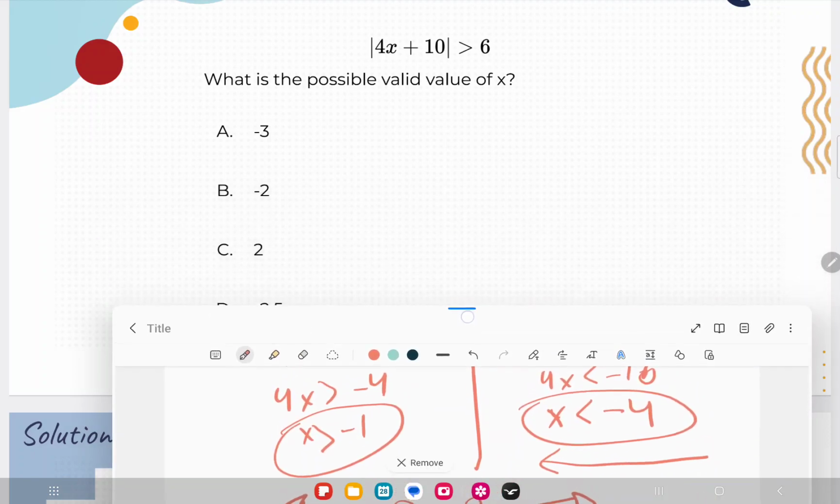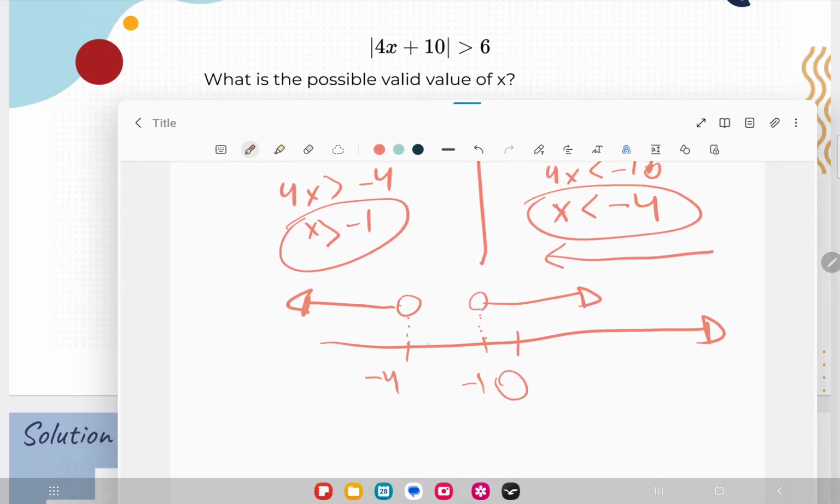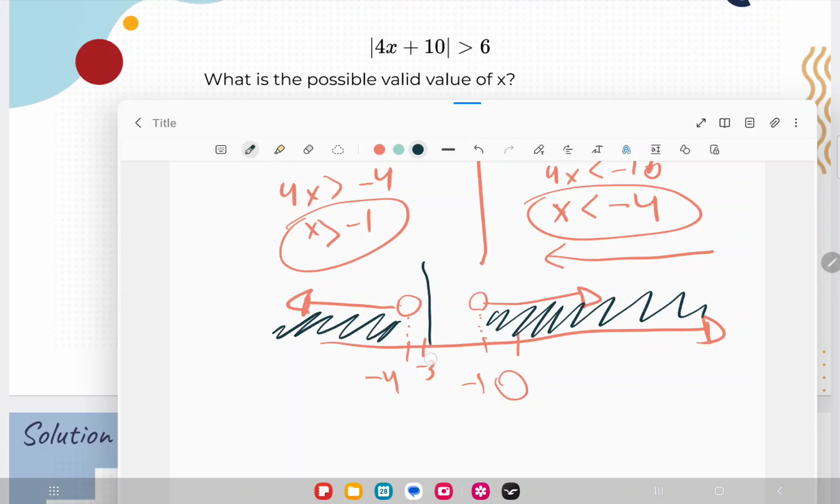Now, what are my values? Minus 3. Minus 3 is here, so it's not in my domain. This is the area that I'm looking for. Wait, let me use another color. This is the area that I'm looking at. Minus 3 is not under my arrow over here, so no, it's not what I'm looking for.